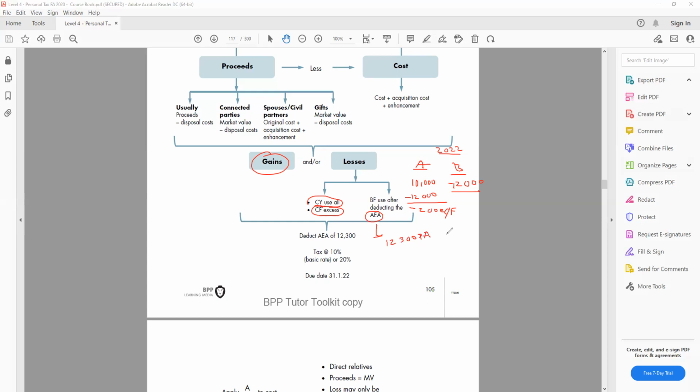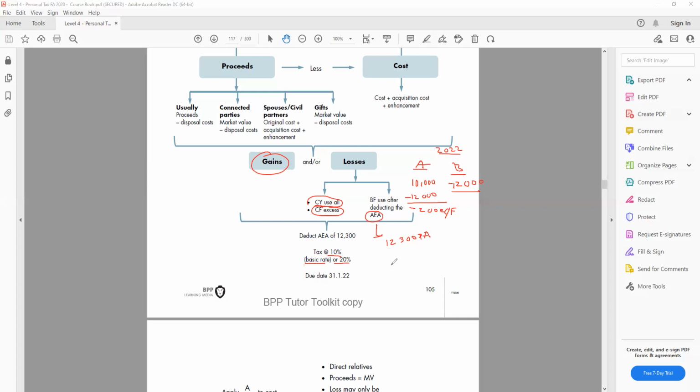And then we have the rate. The rate is 10% and 20%, depending on what type of taxpayer the person is. If the taxpayer is a basic rate taxpayer, then it is 10%. If the person is a higher rate taxpayer, then it is 20%. But remember, if there is any threshold left from the basic band, we have to use it.